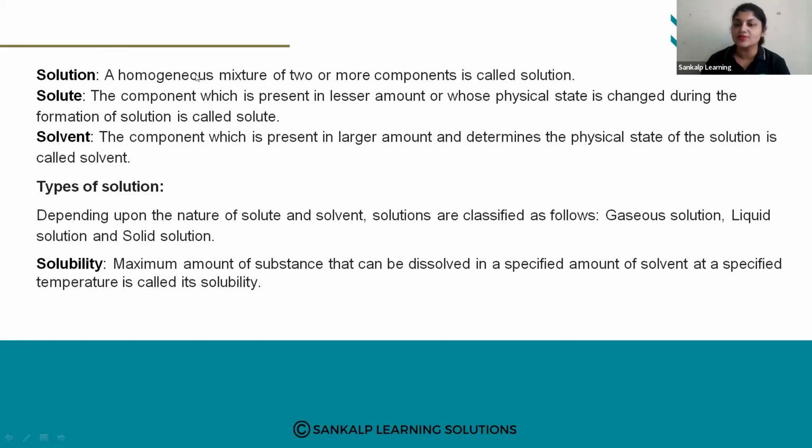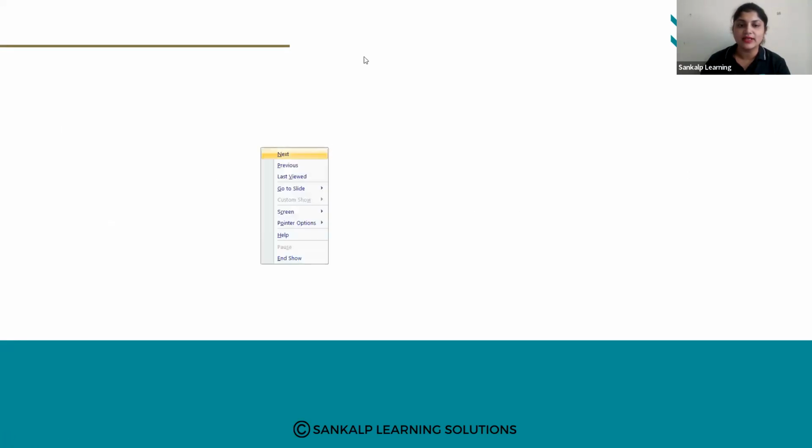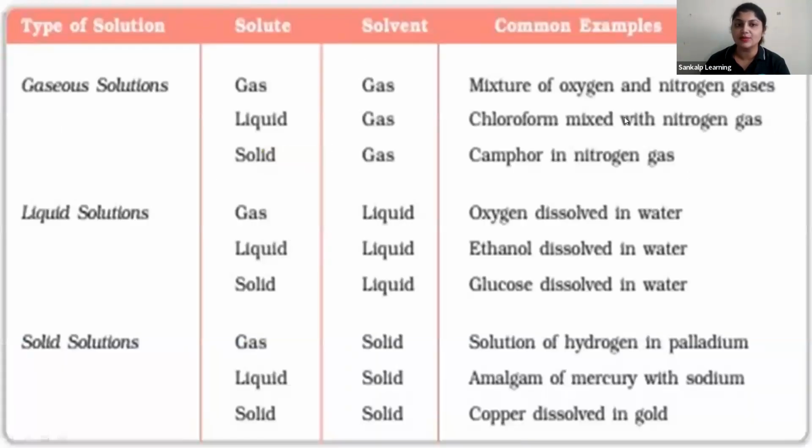Solutions are also called true solutions. Then we discussed the types of solutions. Depending upon the nature of solute and solvent, solutions are classified as gaseous solutions, liquid solutions and solid solutions, right? We discussed examples also, where we saw which is the solute and which is the solvent. What are the common examples? You need to see this particular table.